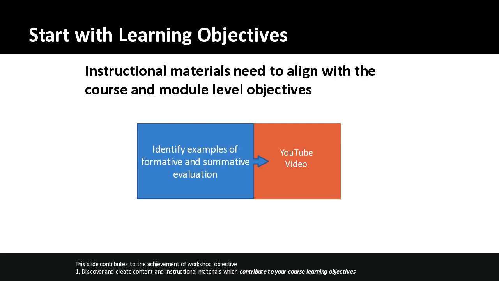So in this example I have here on the screen, I have a learning objective that students will be able to identify examples of formative and summative evaluations. That's one of my learning objectives for this course that I'm using as an example here. And it is an evaluation course. So what can I find that will really help the students be able to identify examples?